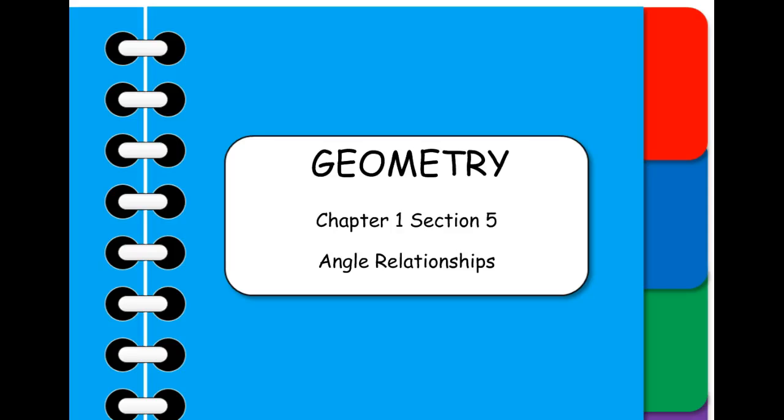Hey guys, this is Coach Lowe, and this is Geometry, Chapter 1, Section 5, Angle Relationships. So we're going to talk about some different terms that we use in geometry to help identify the different relationships between angles. So first of all, let's talk about adjacent angles.